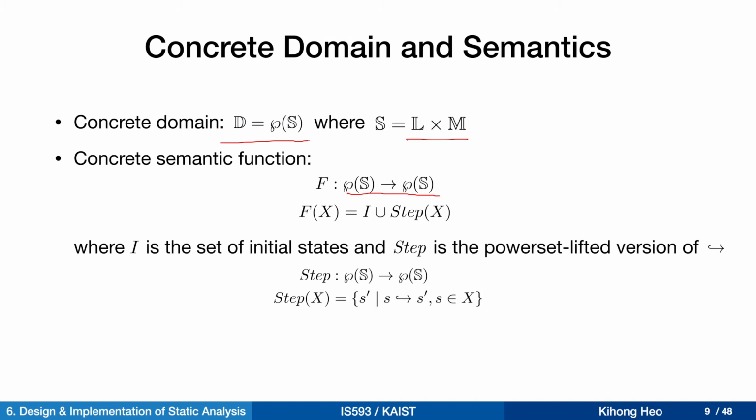Here I is the set of initial states, and the function step is just a powerset lifted version of the transition relation between two states. This is defined as follows. For each state s in the input set of states, we apply the transition relation, get the output, and collect all such outputs. That is the output set of states. This function represents our intuition perfectly. Then how do we describe the concrete semantics, that is, the reachable set of states from the initial states?